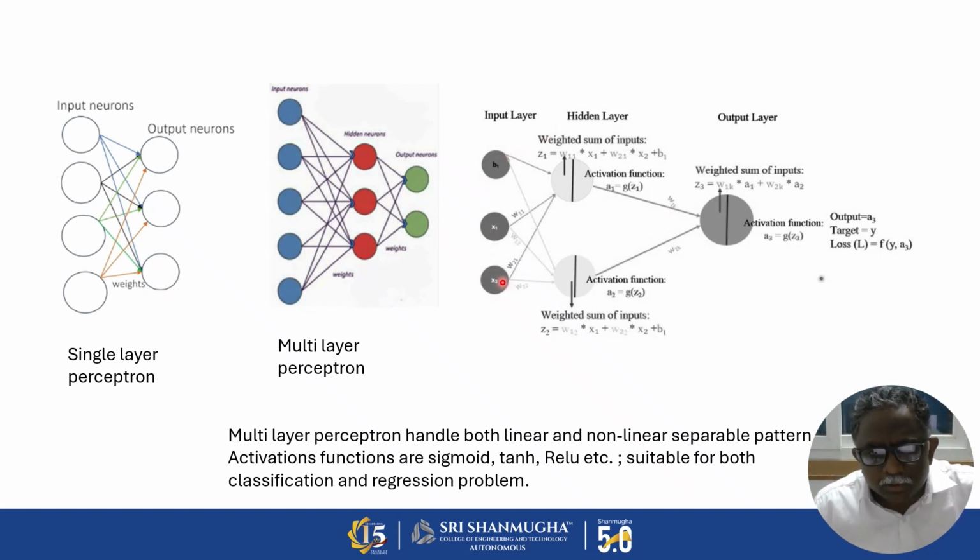If you look at the third diagram, you can see how it is mathematically summed up and how it is getting activated. Here we can use any one of the nonlinear activation functions. So the difference between single layer and multi-layer is that in the multi-layer perceptron we use the hidden layer. Because of that, we can classify both linear and non-linear data. That's why it can be used for both classification and regression problems.